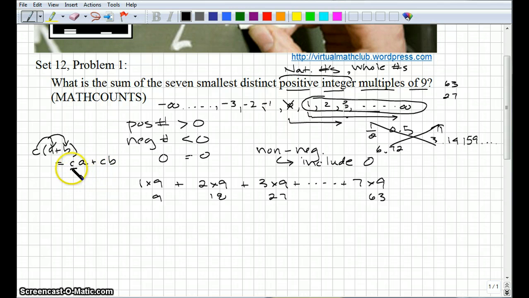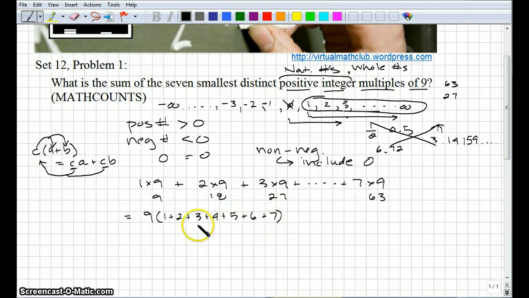If we have a common factor between the terms that are added together, we can actually factor them out and write it this way. So it works both ways. And it's good to remember that and be flexible with how you use the distributive property. Because what I can do is I can say that this thing here is equal to 9 times the quantity 1 plus 2 plus 3 plus 4 plus 5 plus 6 plus 7.